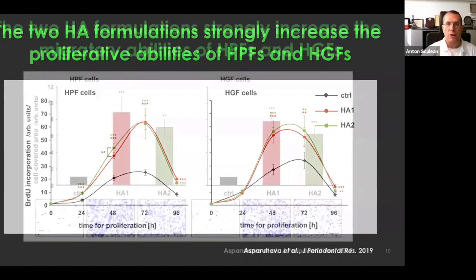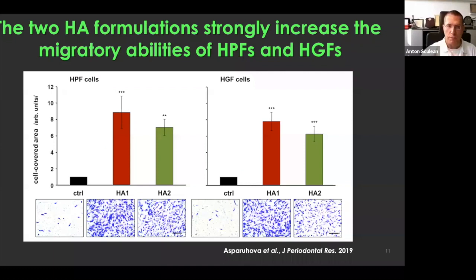And then if we look now at the migration and proliferation of those cells, you can observe it on the two slides. You see the plates, the control, and following the application of the two different formulations. You see that the number of cells increases significantly when they interacted with these materials compared to the control, indicating that we have a positive effect on the migration and proliferation of human periodontal ligament and gingival fibroblasts.